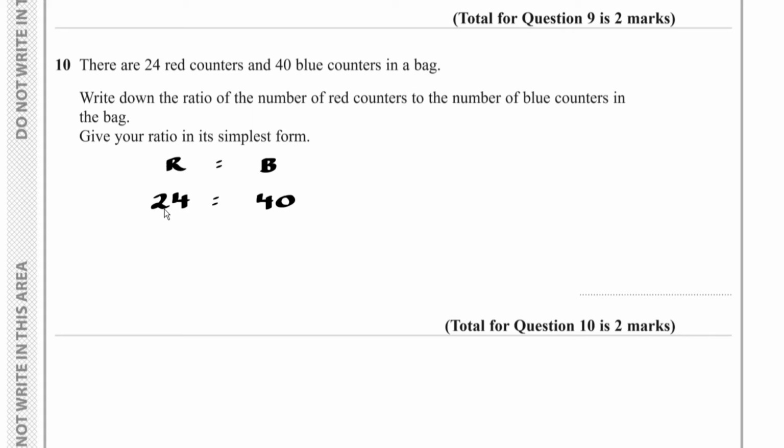So we've got red to blue being 24 to 40. Both have a highest common factor of 8, so we need to divide both sides by 8. And if we do so, 24 divided by 8, that's 3. 40 divided by 8, that's 5. So the ratio in its simplest form is 3 to 5.